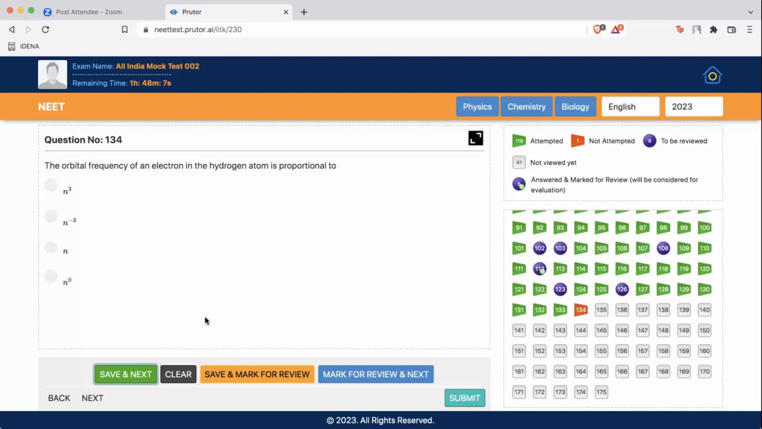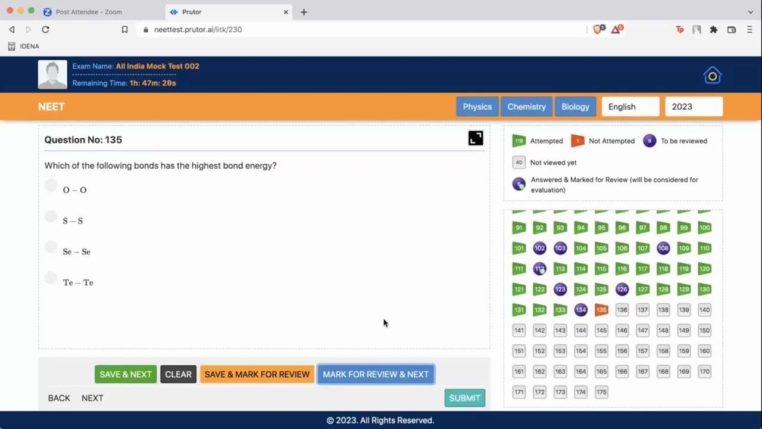V by R. V is Z by N. R is N cube by Z squared. Orbital frequency, then, getting N cube by N, getting N squared. But that's not the answer. Think. We'll come back to this later after we finish this.